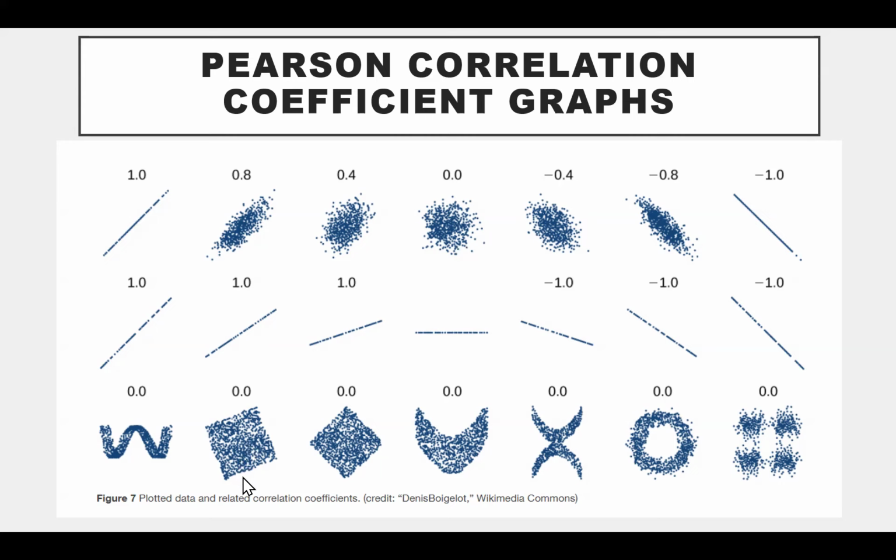You can see some other values of 0 as well. Here we have sort of a W shape. That's going to also have a value that's really, really close to 0, or a square with a bunch of dots in it. That's close to 0. So all of these others, there are patterns here, but the linear pattern would be close to 0.